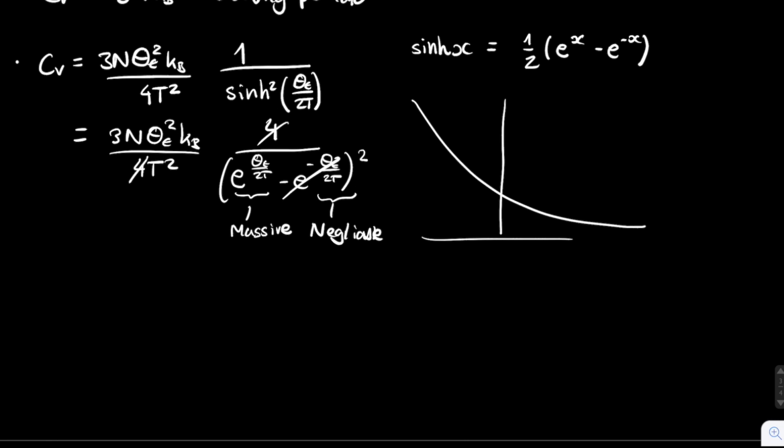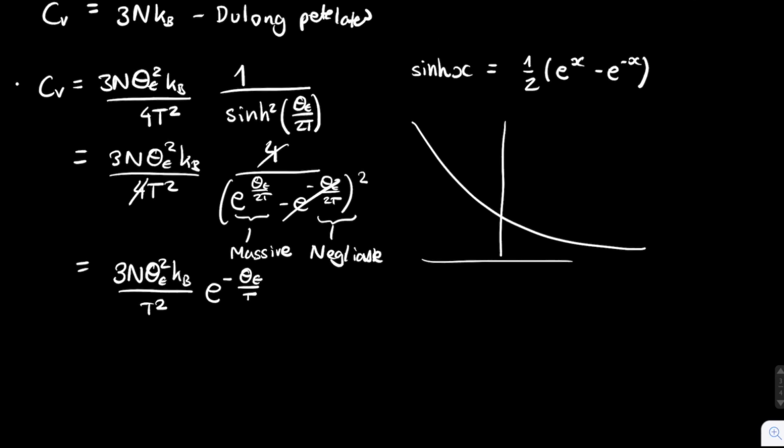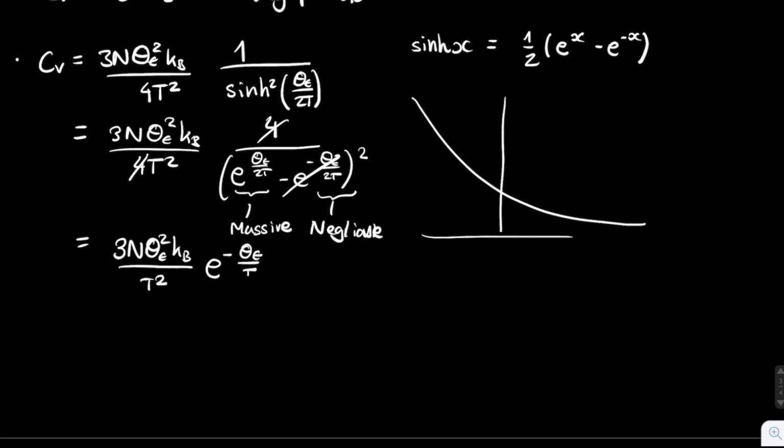And so we get that the heat capacity is 3N theta_E squared k_B divided by T squared. And remember, we had 1 over this squared, so it's going to be e to the minus theta_E divided by T, because remember it's squared, so that will eliminate that half right there. So here we go. There is our formula for the Einstein prediction of the heat capacity at low temperatures.